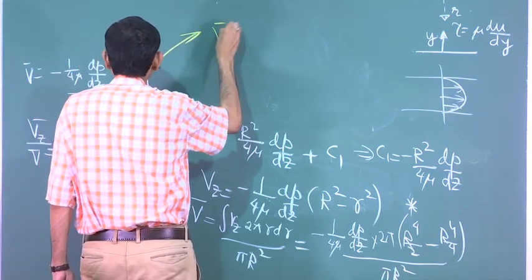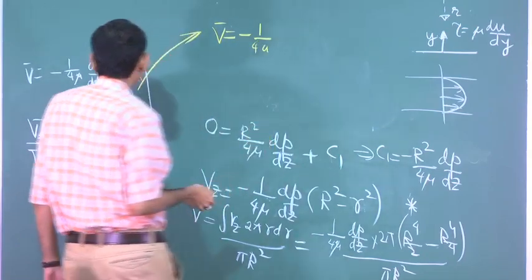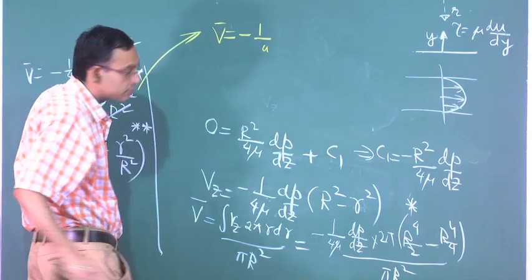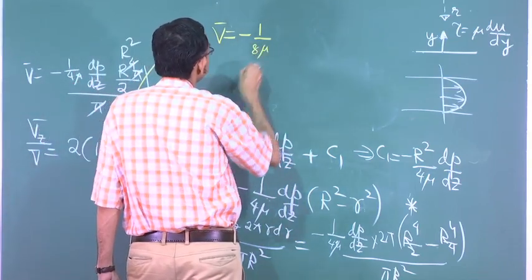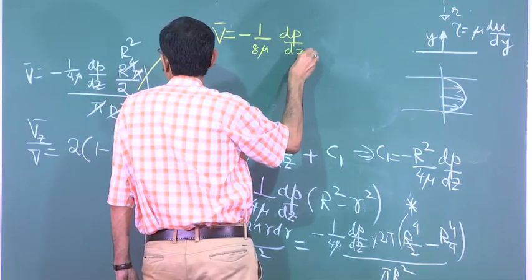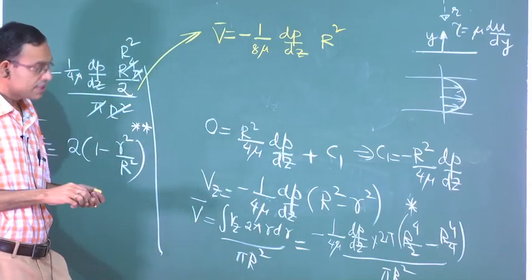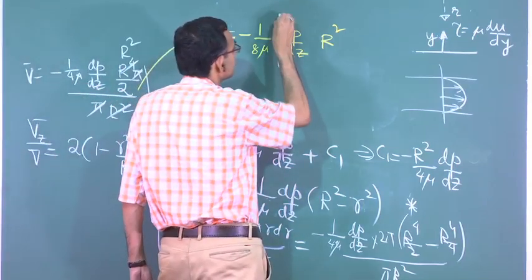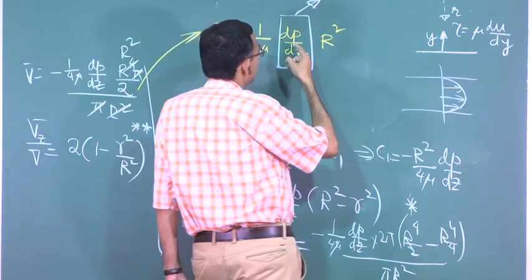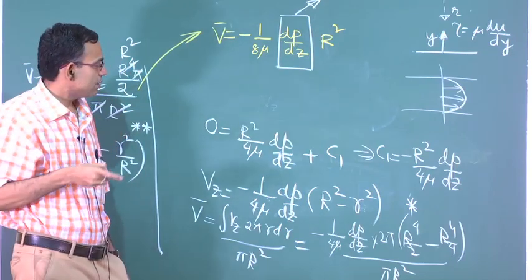So, V average is minus 1 by 4 mu, minus 1 by 8 mu actually, 1 by 4 and half is there, dp dz into r square. Now, this dp dz you can write, because pressure versus z is linear. Why is pressure versus z linear?